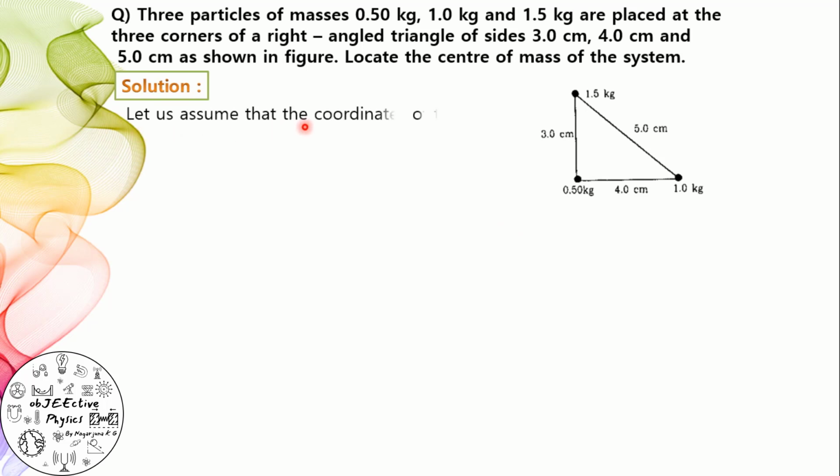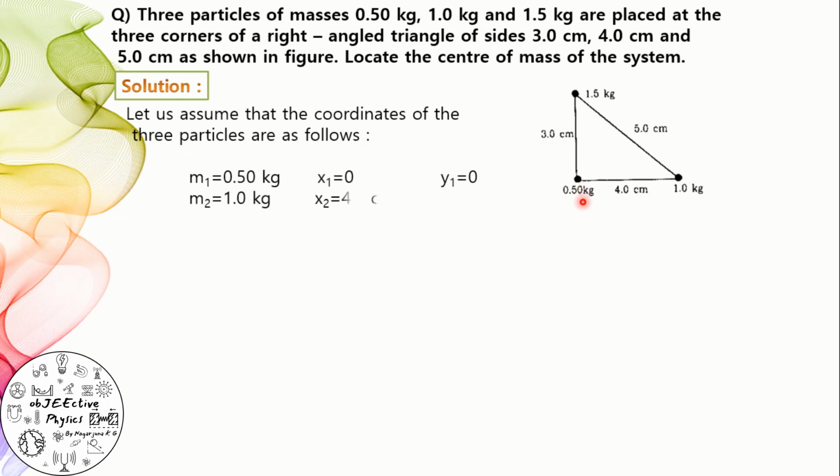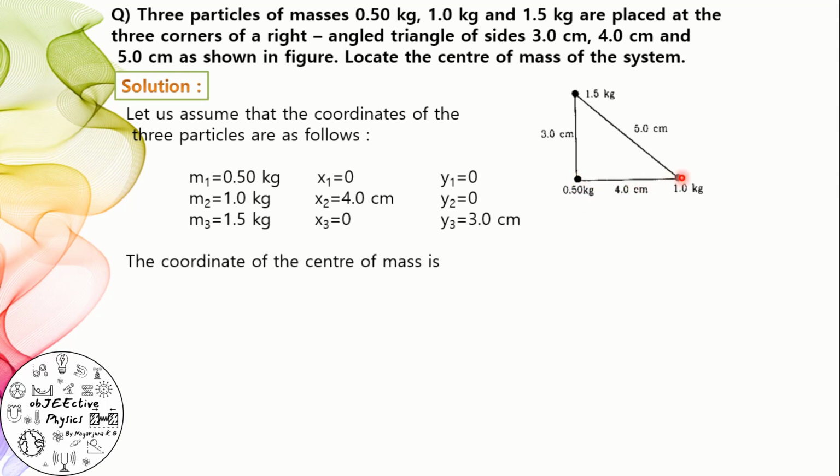Let us assume that the coordinates of the three particles are as follows. Let us assume that M1, 0.5 kg, is at the origin, and the 4 centimeter line is assumed on the x-axis, so that the 1 kg mass is lying on the positive x-axis. The 3 centimeter line is assumed along the y direction, that is, the 1.5 kg is located on the y-axis.